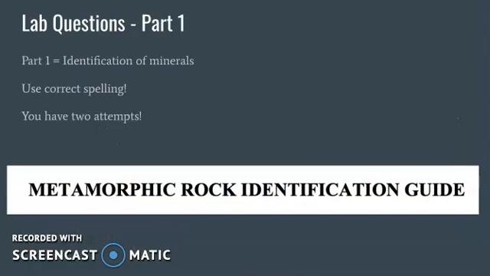And now taking a look at the lab questions. In part 1, you'll just be identifying the minerals, and be sure to use correct spelling when doing this, and also be aware that you have 2 attempts. So if you get any questions wrong in your first attempt, you may go back through and try again. And within this part 1, make sure that you're using the Metamorphic Rock Identification Guide located on Canvas.